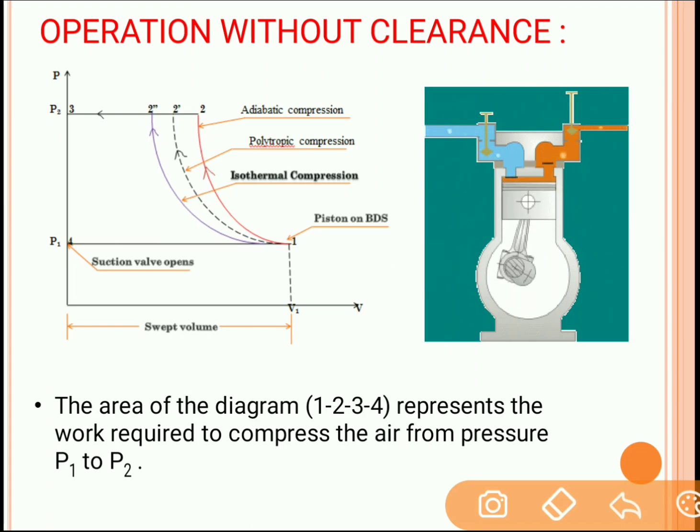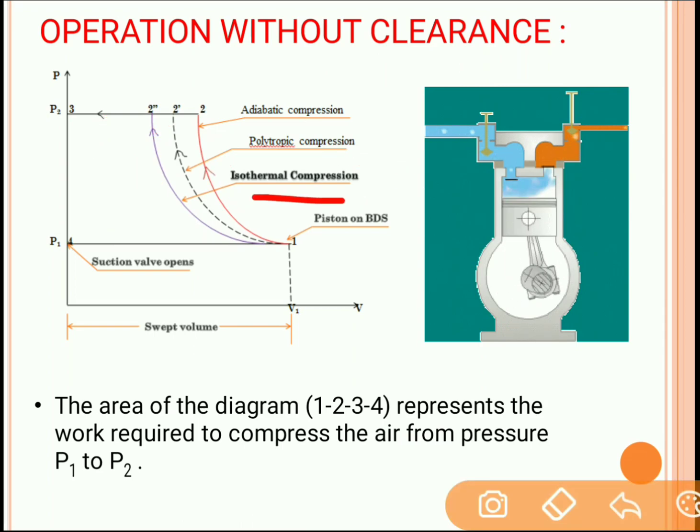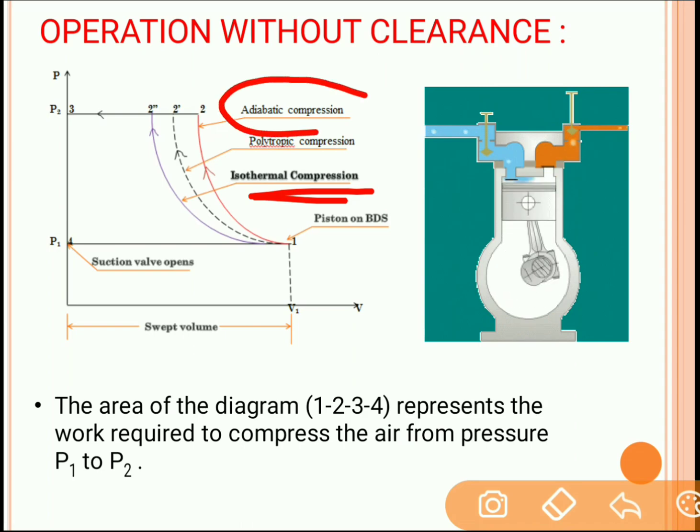So as it is consuming the power, we have to check the least area inside the PV diagram. So least area under the PV diagram is for the process isothermal compression. So for the isothermal compression, minimum work is required to operate the compressor. Whereas in case of adiabatic compression, maximum work is required to compress the air.